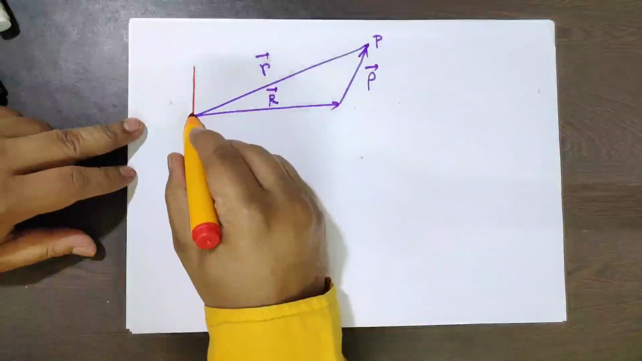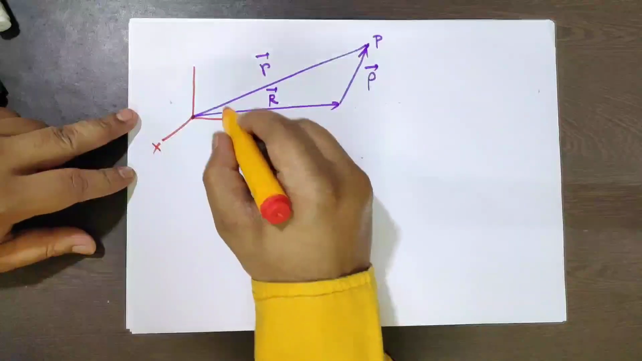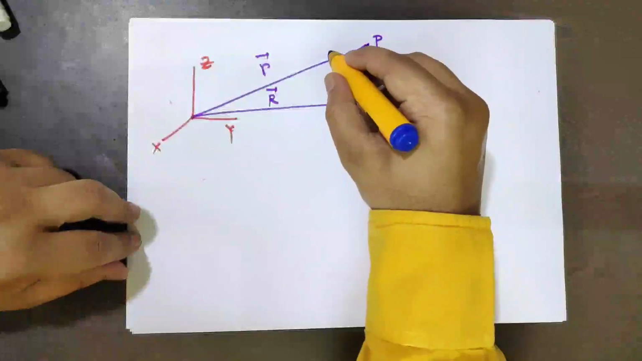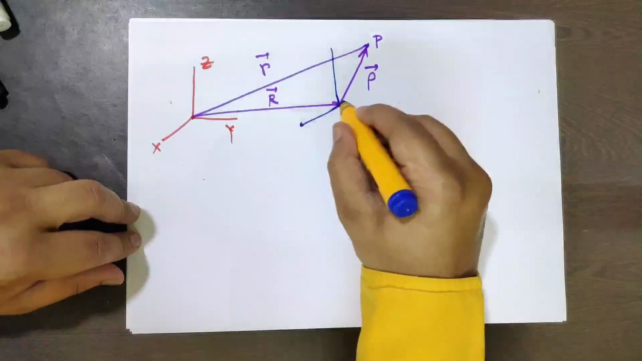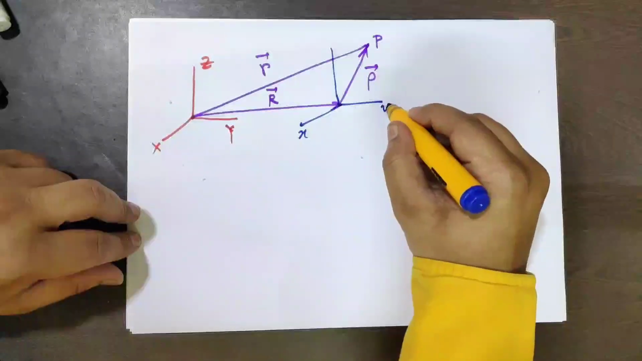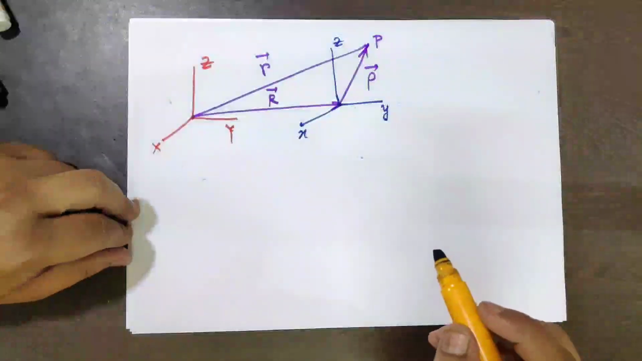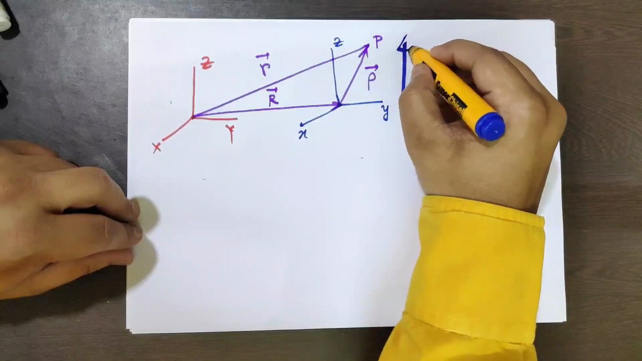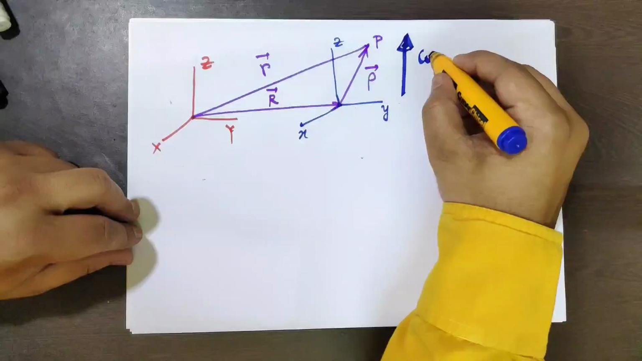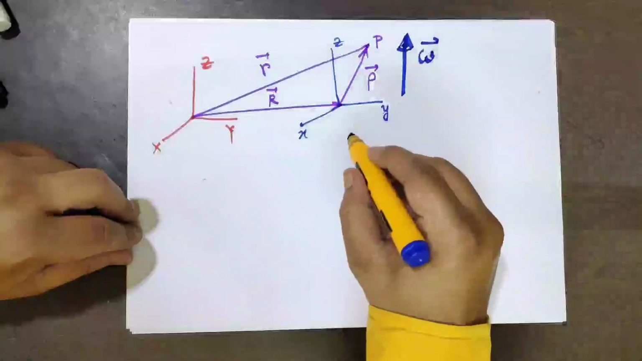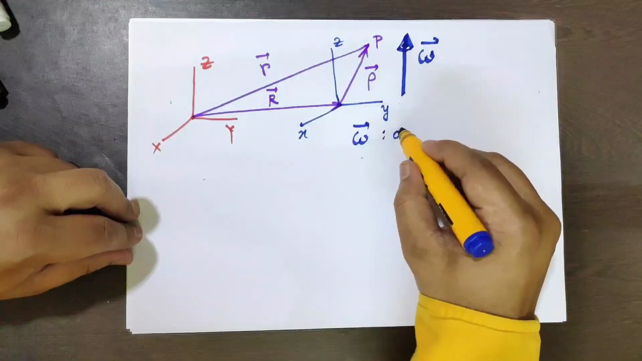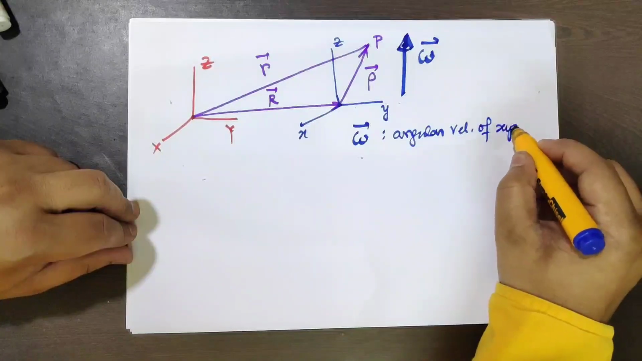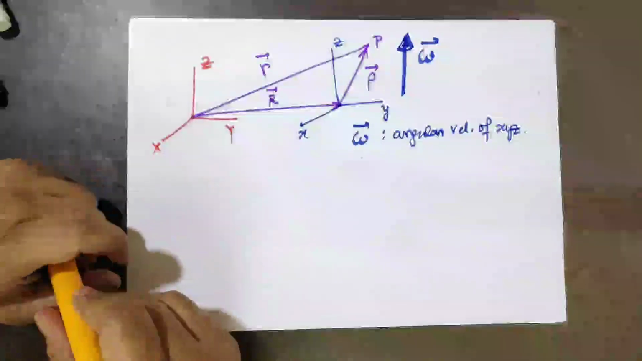It's the ground frame X, Y, Z, and this is the moving frame, small x, y, z, and the small x, y, z has angular velocity also. It is omega. So omega is the angular velocity of the frame small x, y, z with respect to the ground frame, obviously.